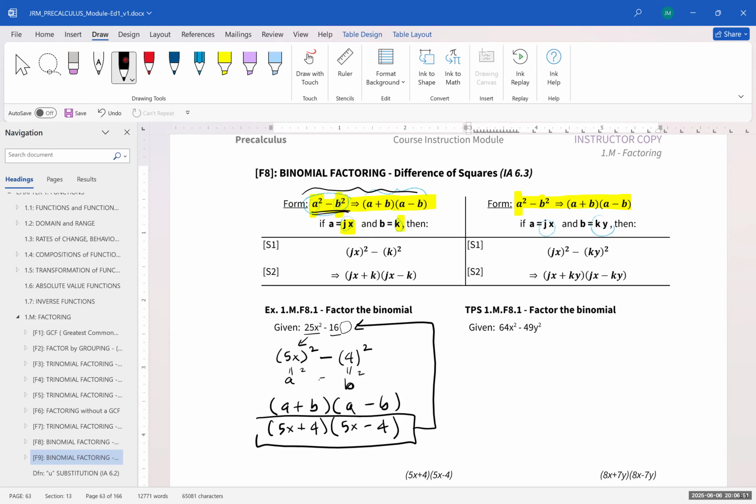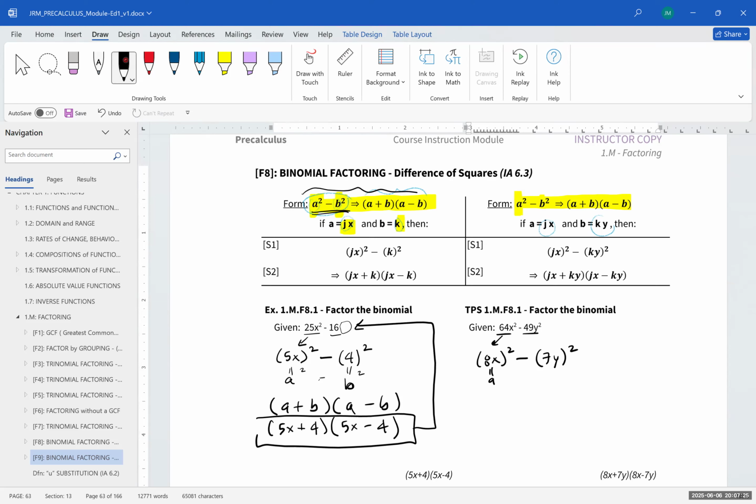All right, let's look at this next one. This is a think, pair, share, so go ahead and pause the video and give it a try. All right, let's work through this one together. We have to make both of these terms in the binomial perfect squares. So 64x squared can be written as 8x squared. It's going to be minus, so we have a difference of squares here. 49y squared can be written as 7y squared.